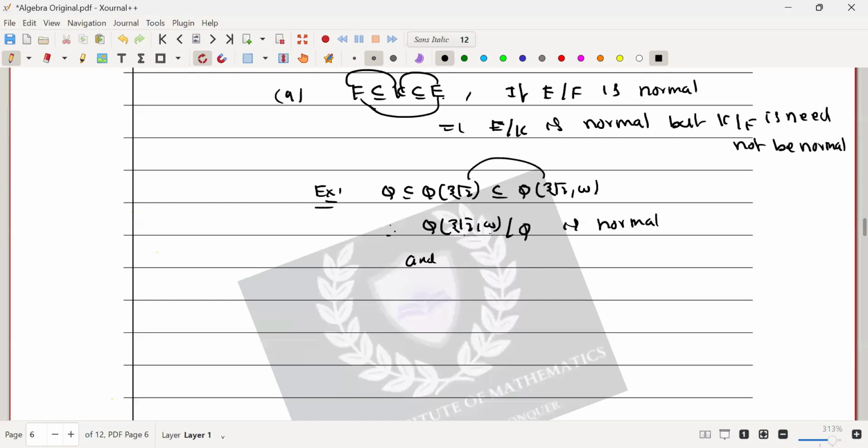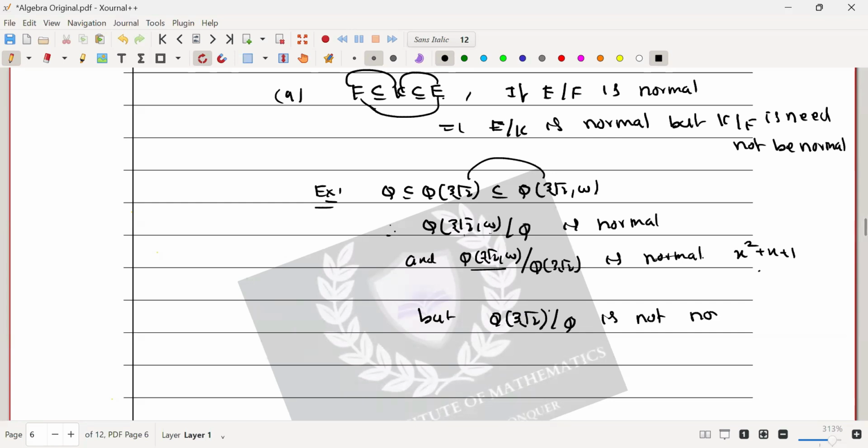This one over this one, Q of cubic root of 2, omega over Q of cubic root of 2 is normal. Why? Its minimal polynomial x square plus x plus 1 splits into this one. So therefore it is normal, but Q of cubic root of 2 over Q is not normal.